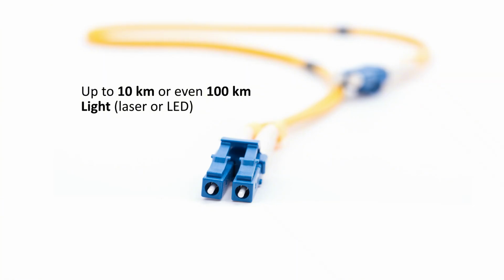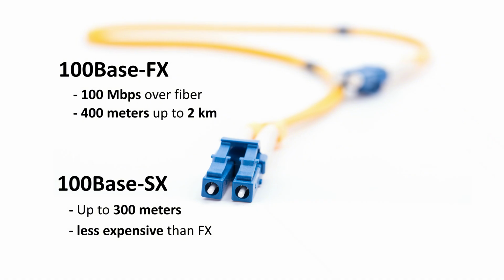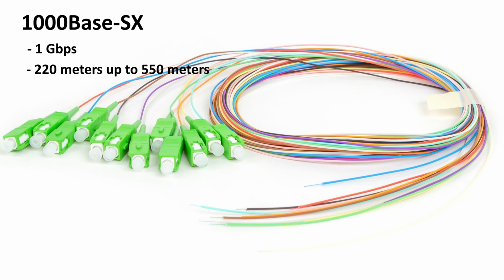The first fiber Ethernet standard was 100BASE-FX, which supported 100 megabit per second over fiber. Depending on the type of fiber cable, it could reach anywhere from 400 meters up to 2 kilometers. Next is 100BASE-SX, which is less expensive than the FX one, and it can go up to 300 meters. If you really want to use fiber but don't need long distances, this one is a good option. And then we have 1000BASE-SX supporting 1 gigabit per second with a distance of 220 meters up to 550 meters, again depending on the cable type.